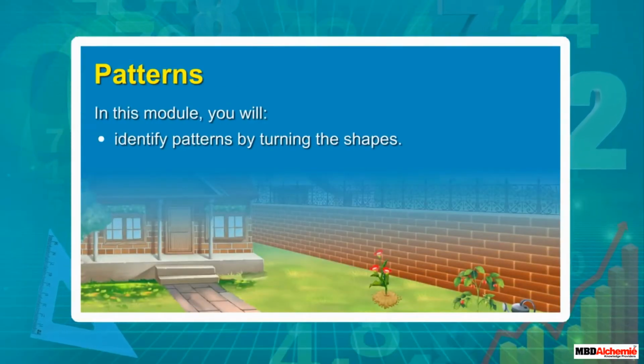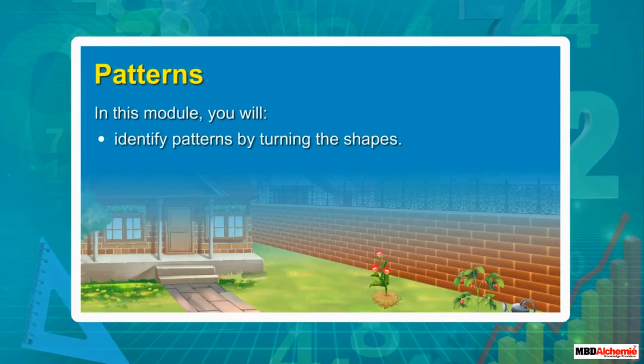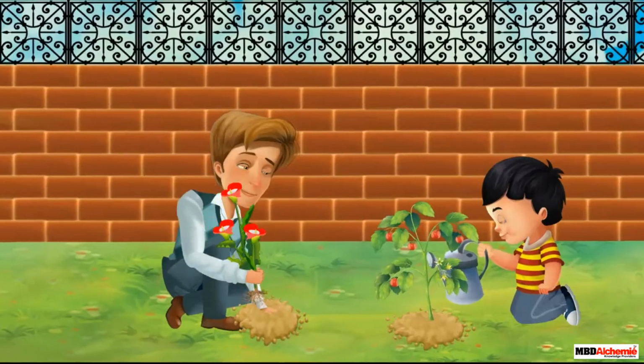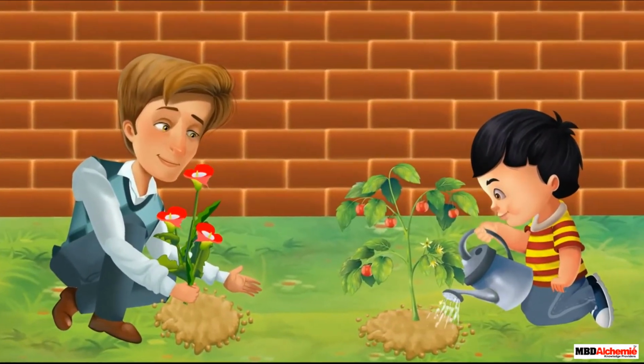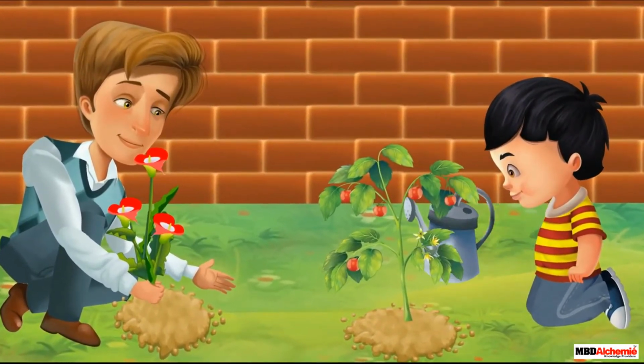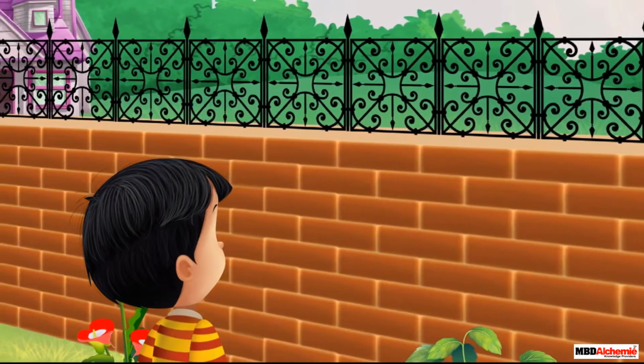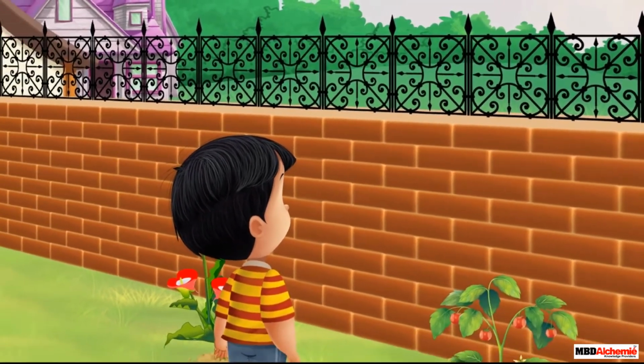Patterns. In this module, you will identify patterns by turning the shapes. Mr. Zubin and his son Sid are watering plants in the lawn of their house. Sid looks at the iron fences of their house. He notices the designs on the blocks of the fence.